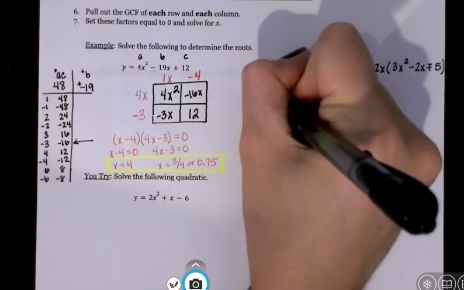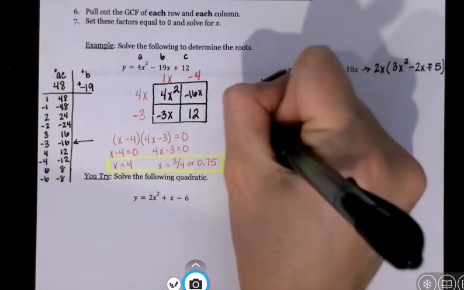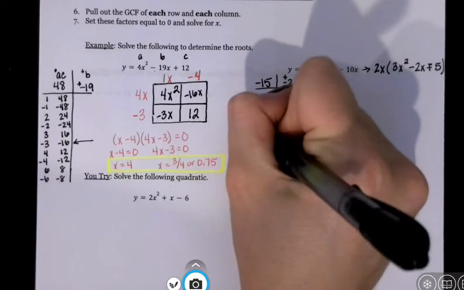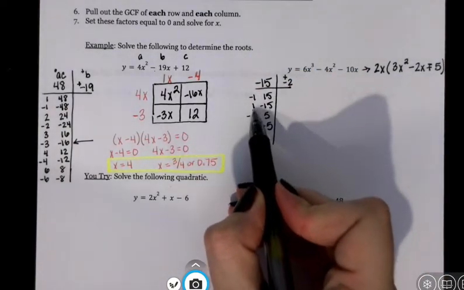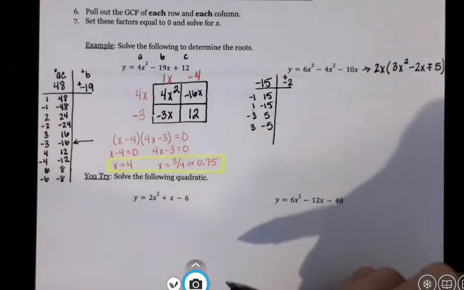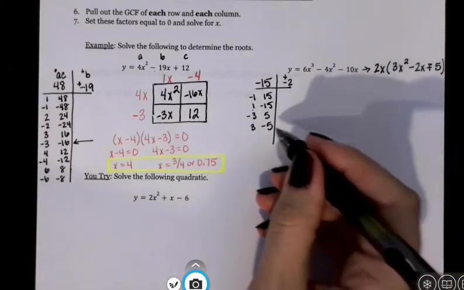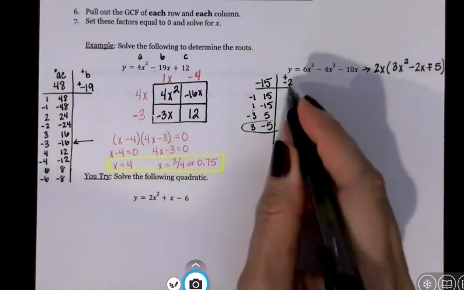So factors of negative 15, if we're multiplying to a negative number, they have to be opposite signs. So one's negative, one's positive, one positive, one negative. Of my list, the pair I want is the bottom one because it adds up to my negative 2.